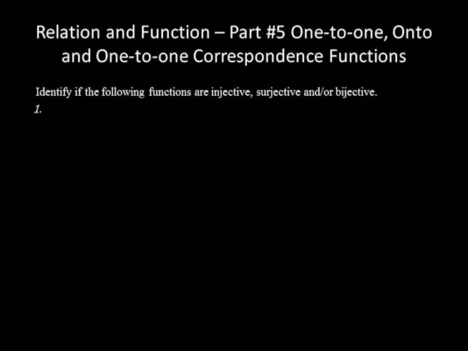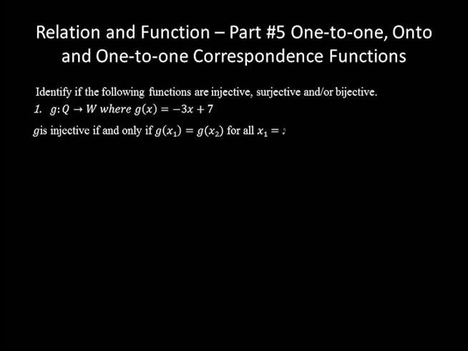Question number 1. g is a function that maps from rational numbers to whole numbers where g of x equals -3x plus 7. First, let's check if this function is injective. The requirement for an injective function is: g is injective if and only if g of x1 equals g of x2 implies x1 equals x2. g of x1 means simply substituting x1 in place of x, that's -3x1 plus 7, equal to g of x2, meaning replacing x with x2, that's -3x2 plus 7.